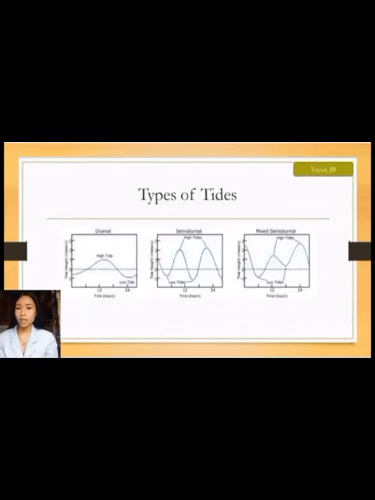And as you can see in the picture, a diurnal tide, in the long run, only displays one high and one low water each day. Unlike the semi-diurnal, which displays two high and two low waters each tidal day. And the mixed semi-diurnal is a combination of two high waters and two low waters each day.